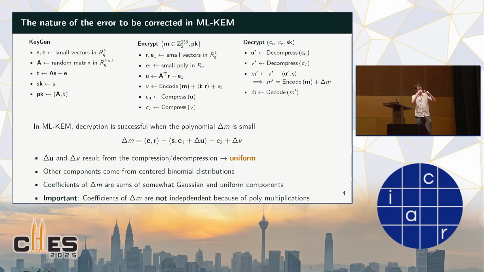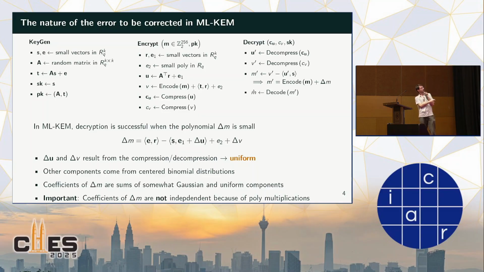So they're distributed like a bell-shaped distribution. Therefore, the coefficients of delta m are sums of somewhat Gaussian or bell-shaped values, or values that follow a bell-shaped distribution, and uniform components. So this is the nature of the noise that we need to correct.